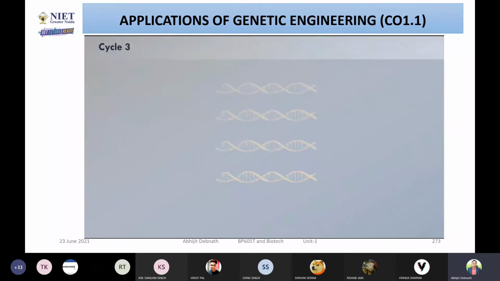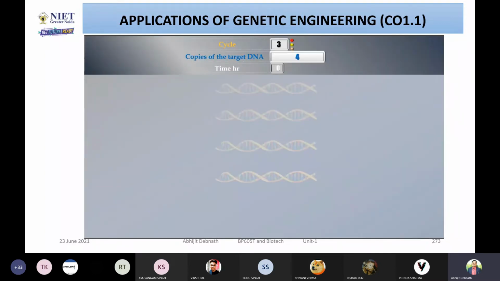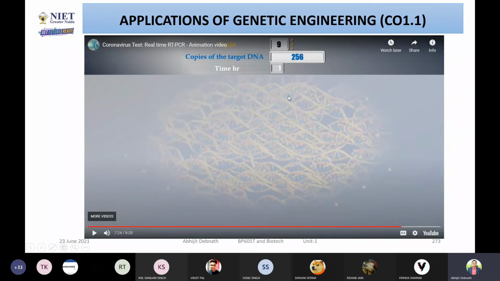The number of double-stranded DNA pieces is doubled in each cycle, therefore PCR can be used to analyze. This number of cycles you can increase. Okay, the number of cycles you can increase.